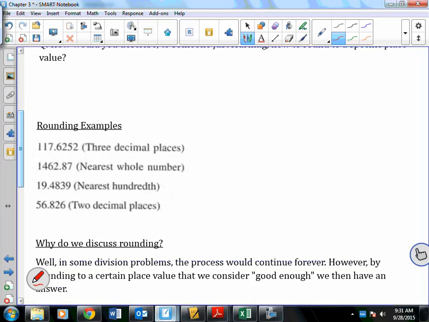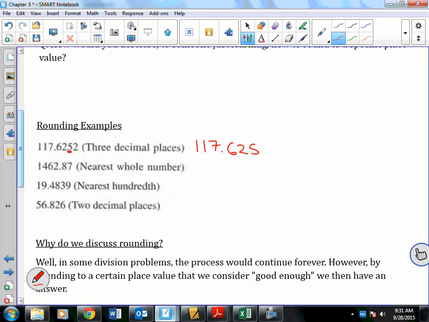So some examples. If I look at 117.6252, I'm going to round it to 3 decimal places. So I underline that third decimal place. That's the decimal place I'm going to round. So I need to look to the decimal place to the right of it. In this case, that would be the 10,000ths place. I see there's only 2 10,000ths. That's not high enough to round up. So I'm going to round down, which means I'm going to keep that 5 as it is. So it would be 117.625, or 117 and 625 thousandths.